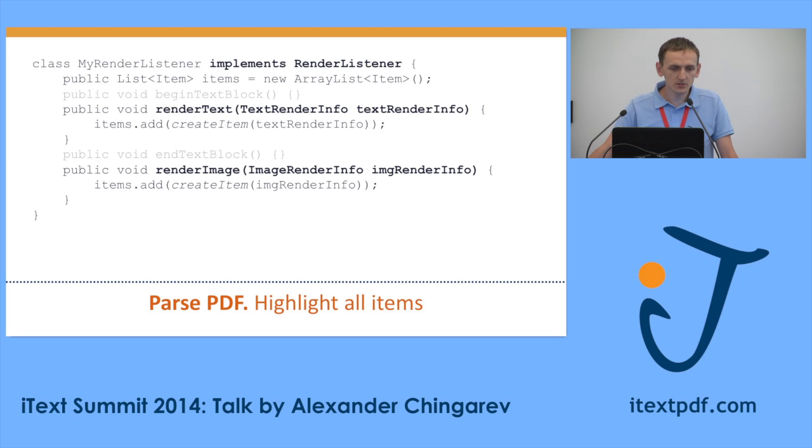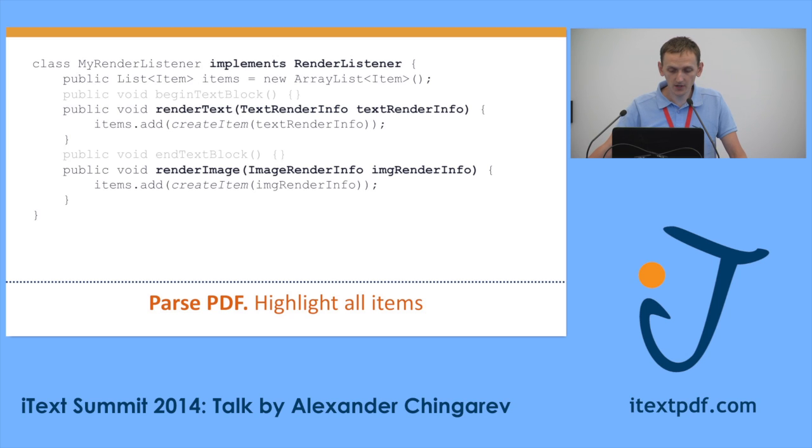When the parser goes through the page content, it calls these methods. The render text method is called when the parser reads a text item from the PDF page content, and the render image method is invoked when the parser reads an image from the PDF page content. It can be either an inline image or a regular image.